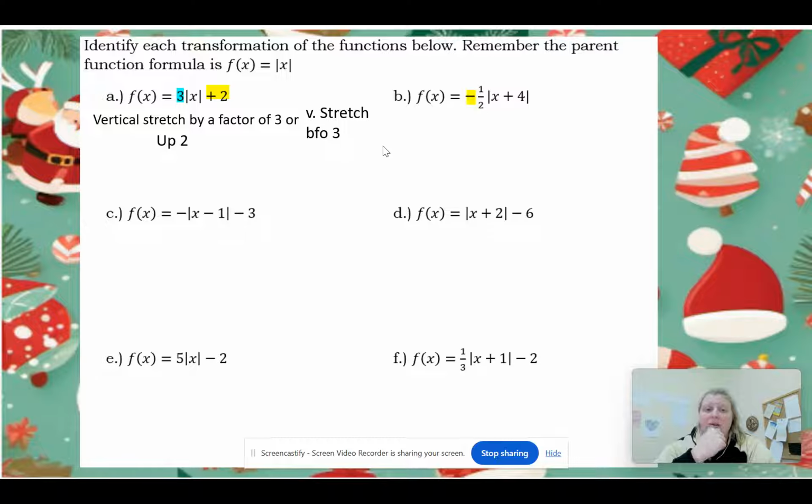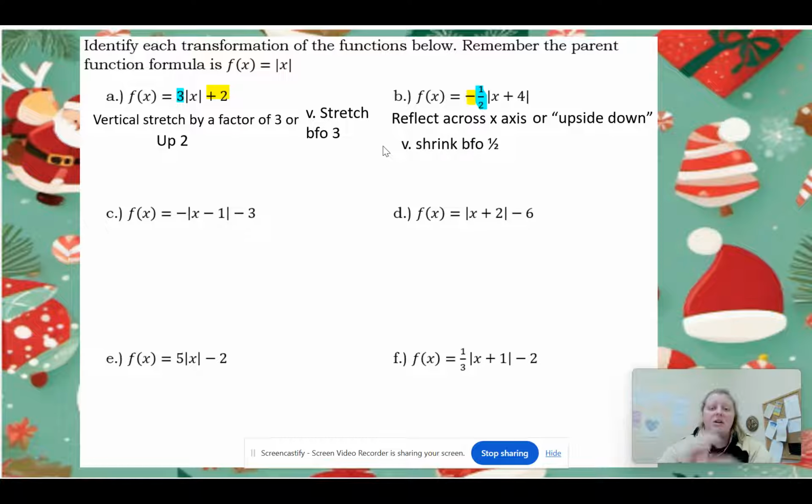Letter B, we have a negative out in front. So according to our rules chart, that means it's going to take your V and turn it upside down. Then we deal with the fact that you have a 1/2 in front of your bars. Because 1/2 is smaller than 1, that's going to make your V get wider. And that's called a vertical shrink by a factor of 1/2. So you have to tell me all of that in one line.